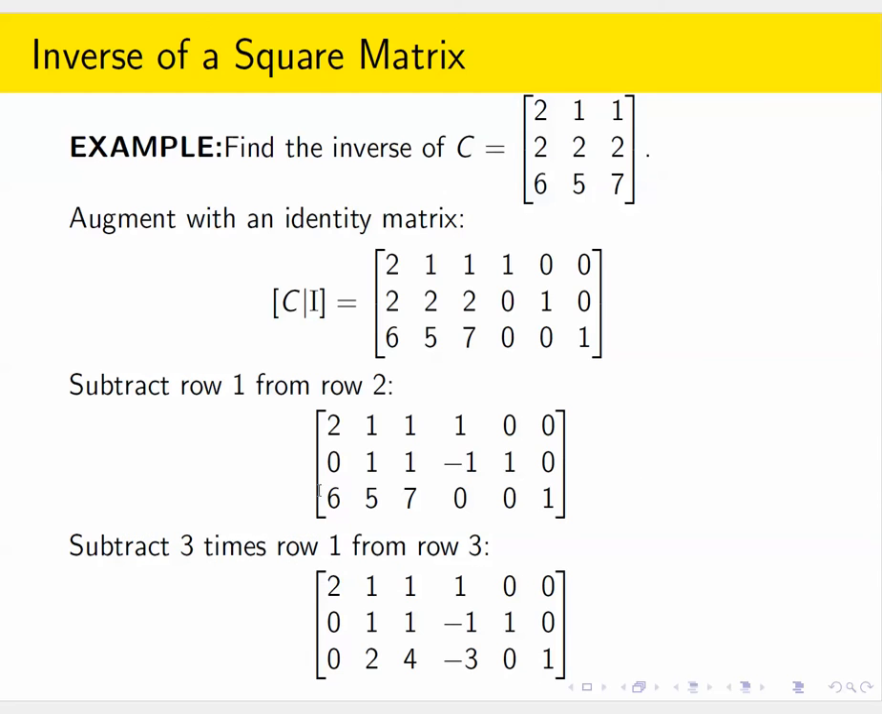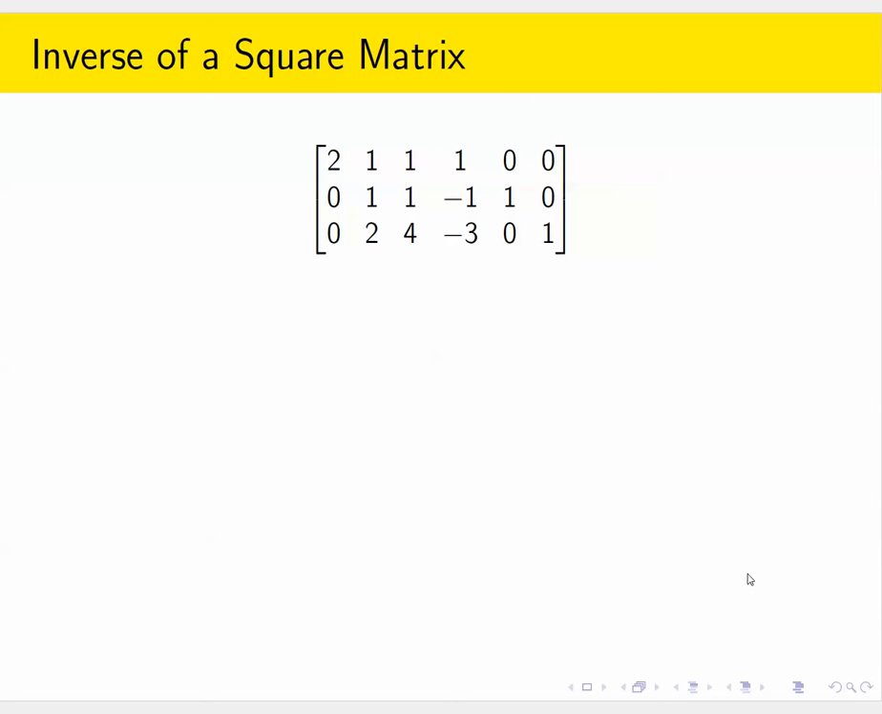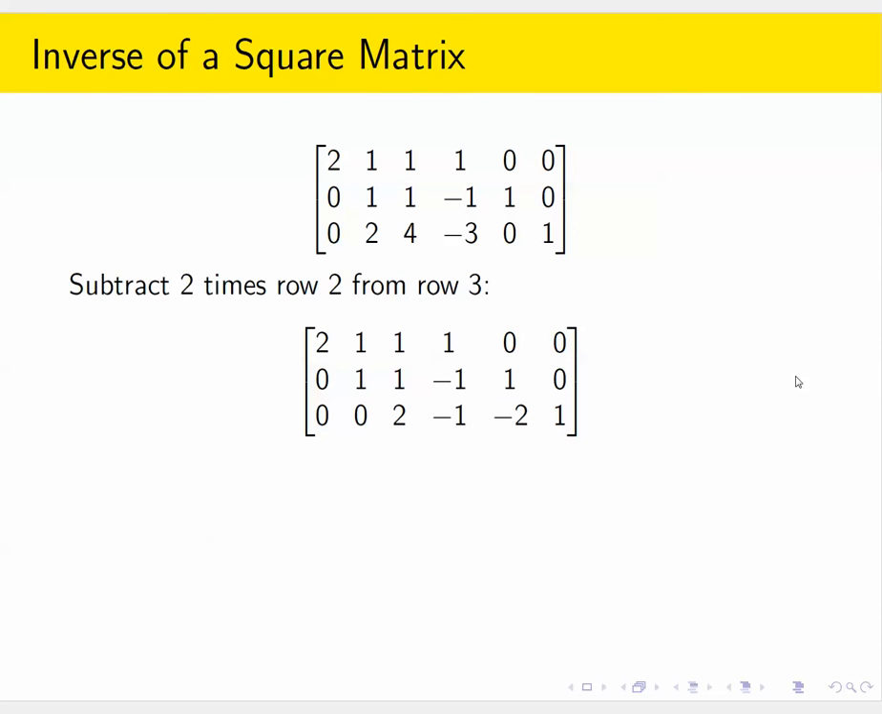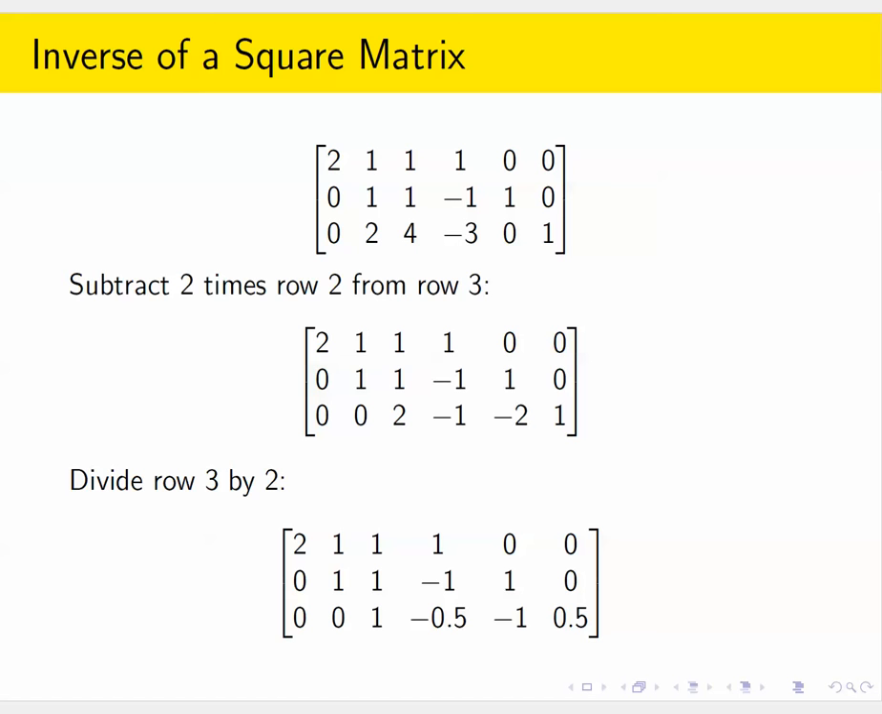Then to make this 6 into a 0, I can subtract 3 times row 1 from row 3. From that point, I want to make this 2 in the bottom row second column into a 0, so I can subtract 2 times row 2 from row 3 to achieve that. Now I've got a 2 in the bottom row third column. I want to make that into a 1. So I'll divide the last row by the number 2.